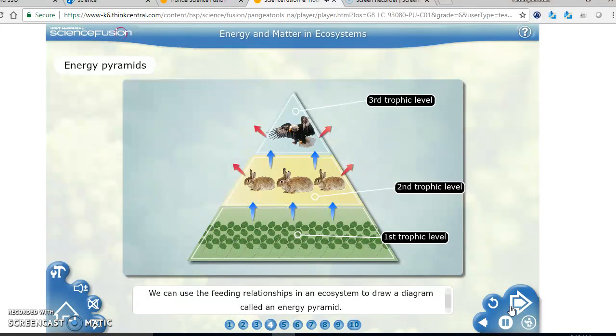We can use feeding relationships in an ecosystem to draw a diagram called an energy pyramid. An energy pyramid shows how energy is lost to the environment as it passes from one organism to the next. Each level of an energy pyramid is called a trophic level. The word trophic comes from the Greek word meaning food. This word reminds you that energy and food go hand in hand. The size of the trophic level represents the amount of energy stored as food in the organisms at that level. Click a trophic level to learn more.